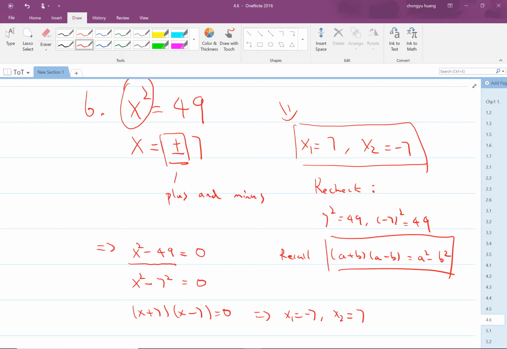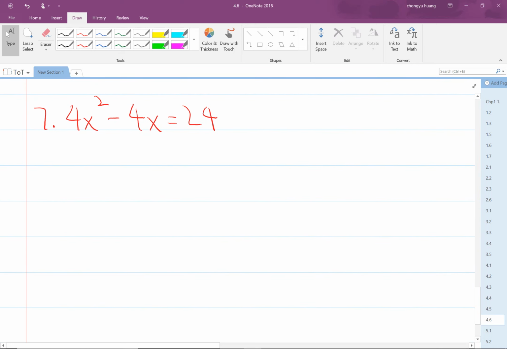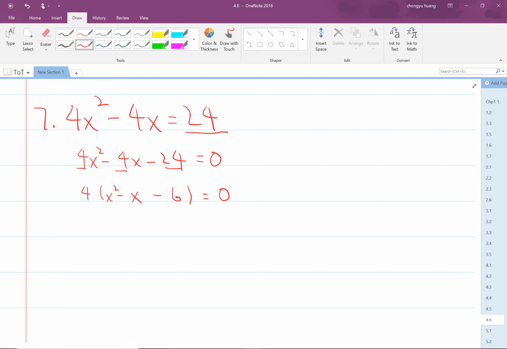All right, let's move into question 7. As always, we have to move this number to the other side, so we first move 24 to the other side and it becomes negative 24, right? Then you can see over here we can factor out a number. We have a 4, another 4, and a 24, so we can factor out 4 over here. Let's factor out first: x squared minus x, and then minus 6, right? Now we can factor a little bit more.